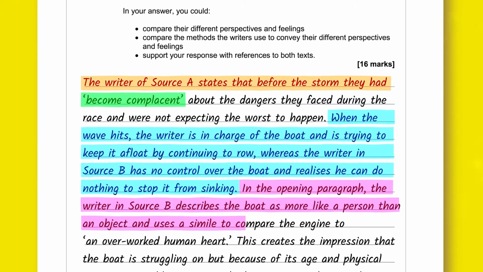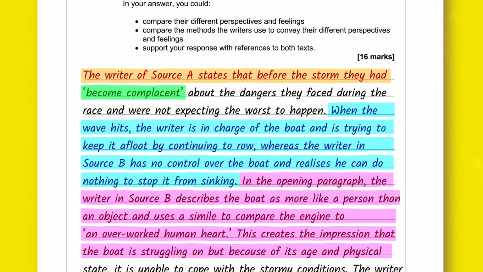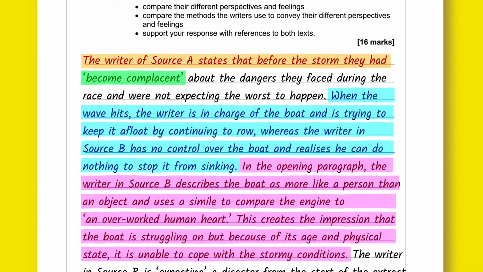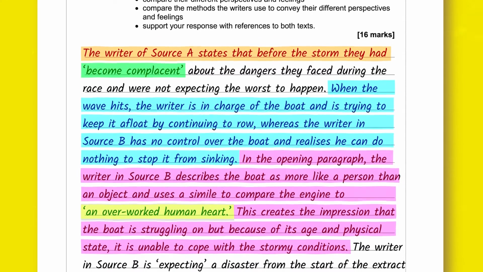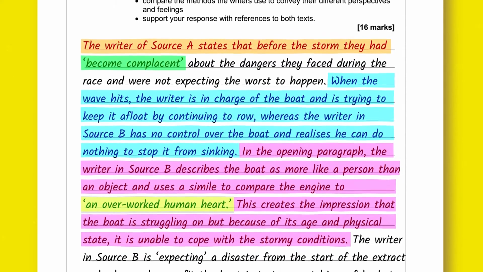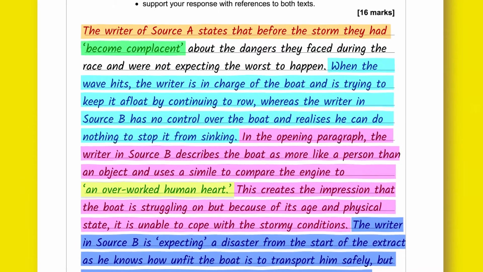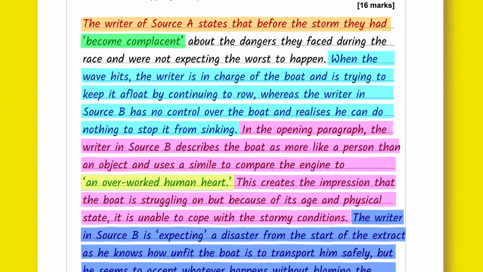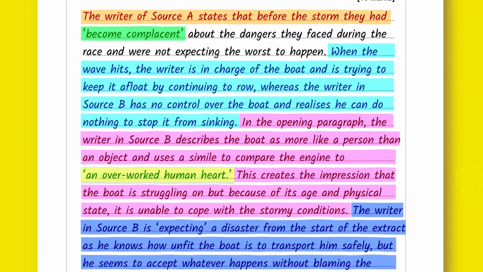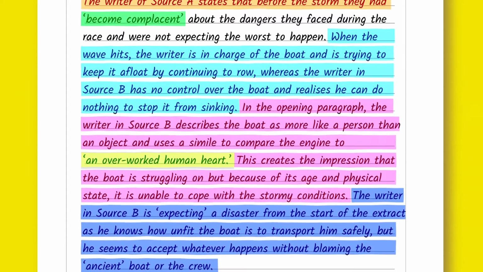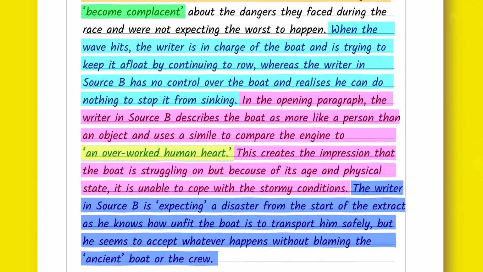This is a good start, but remember, it's very important to talk about the writer's methods and how and why these methods have been used. We see this in the next part of the answer, and the student again gives a quote to support their answer. After this quote, the student then starts to explain the effect this quote and method has on the reader.